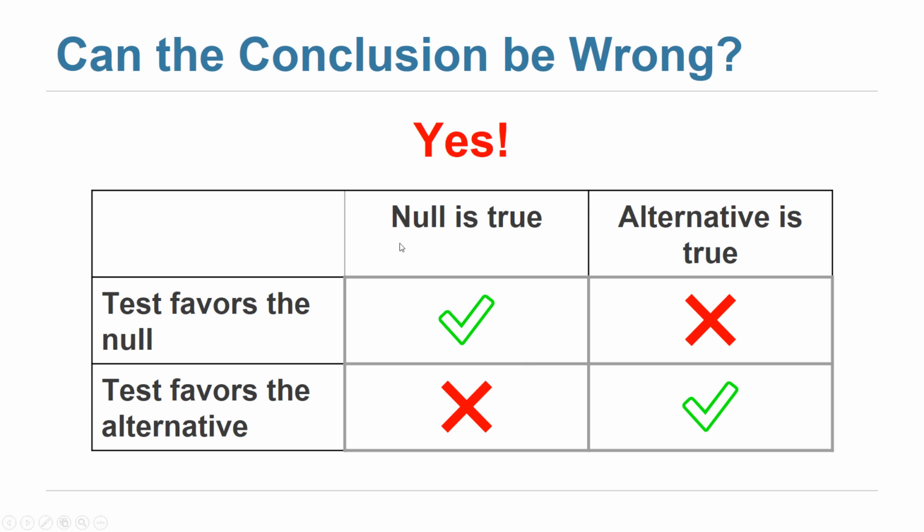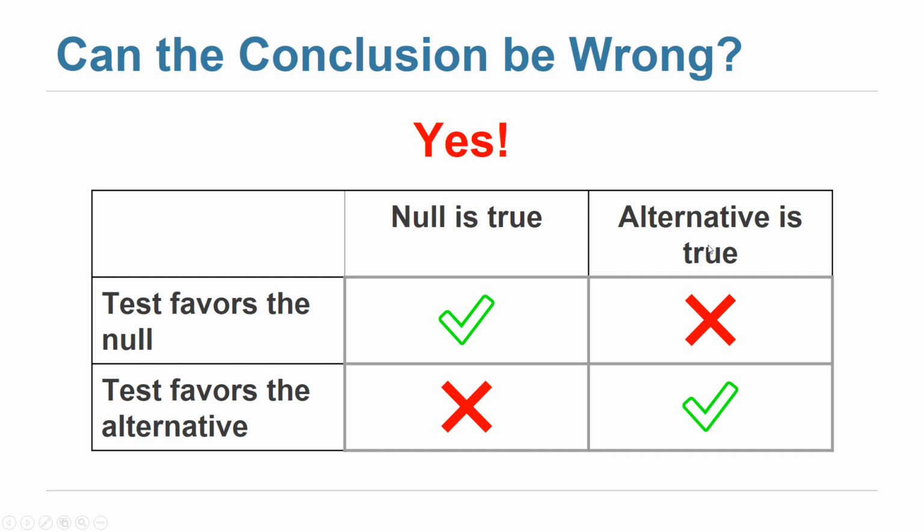So let's say that this is the reality. We have two cases of the reality: the null is true or the alternative is true. And here are the possible outcomes of the test. We might favor the null or we might favor the alternative. We have two cases in which we are okay. We are making the right decision. If the null is actually true and we favor the null, then we are okay. If the alternative is true and we favor the alternative, then we are also okay.